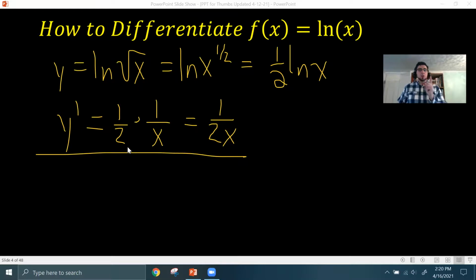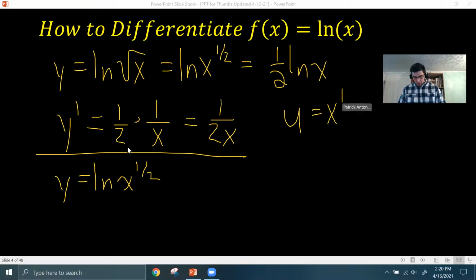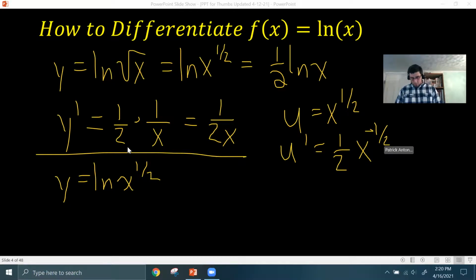Let's say you forgot that power rule, and you wrote that as y equals natural log x to the 1/2. And then you were like, oh, I got to use the chain rule because u is x to the 1/2. Okay, then u prime is 1/2 x to the negative 1/2, which would be 1 over 2x to the 1/2. Okay, that's just the u prime part.